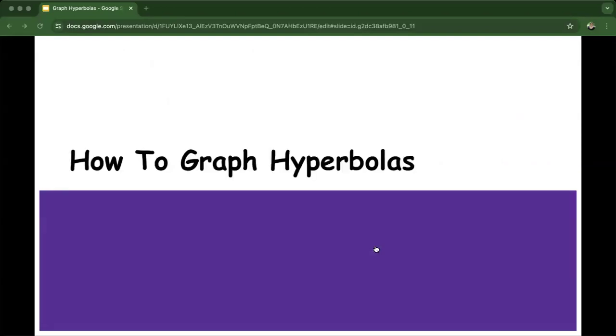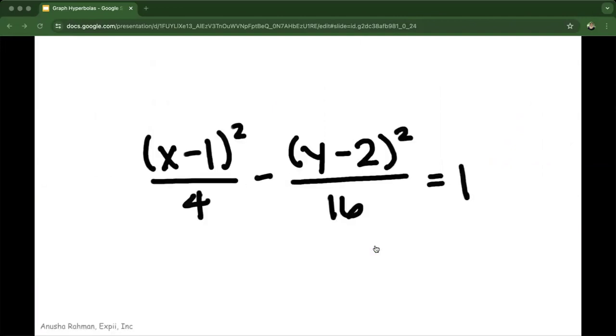Now that we've reviewed the basics of what a hyperbola is, we will learn how to graph them if we have an equation. We'll go through the steps with an example. Here is the equation that we will graph: (x minus 1) squared over 4 minus (y minus 2) squared over 16 equals 1. Notice that it is not centered at the origin, so there is a translation involved. There seems to be no rotation or dilation.